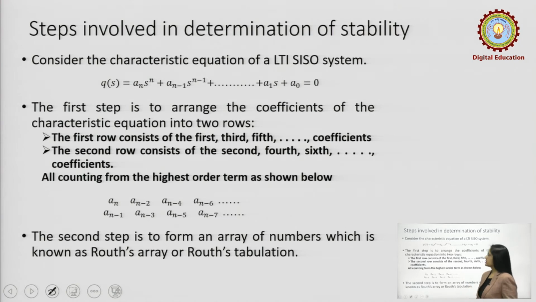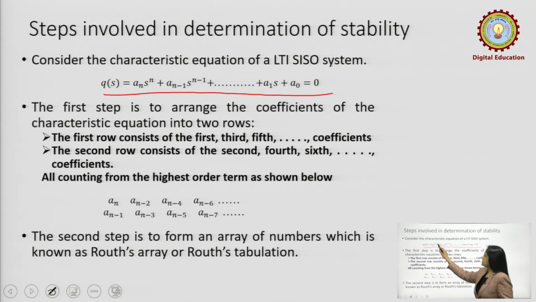So, what are the steps involved in determination of stability? For example, let us consider the characteristic equation which has an s raised to n term, s raised to n minus 1 and so on, with these coefficients and a naught. Now, what is the first step? The first step is to arrange the coefficients of the characteristic equation into two rows.